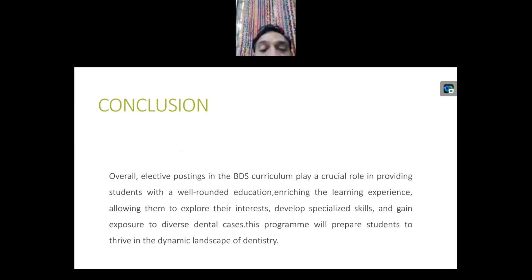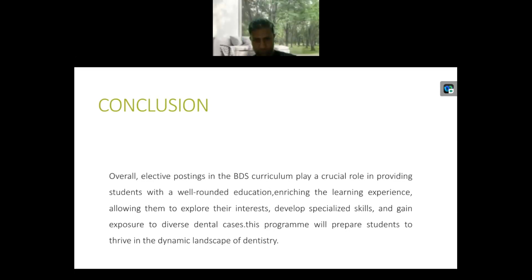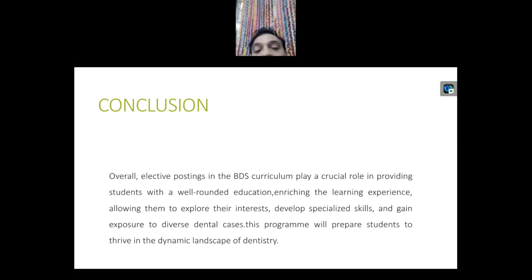Before coming to the conclusion, the overall course outcome is that we expect the students to learn a lot of clinical skills for complicated situations, and there will be an overall increase in their knowledge. It also helps them develop communication and networking with the industrial partners. All these things are benefits, so overall it can be recommended. These electives in the BDS curriculum play a crucial role in providing students with a well-rounded education, enriching the learning experience, allowing them to explore their interest, develop specialized skills, and gain exposure to diverse dental cases. So this program will prepare the students to thrive in the dynamic landscape of dentistry.